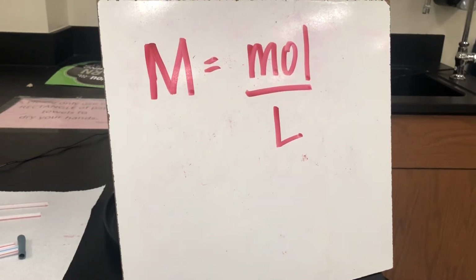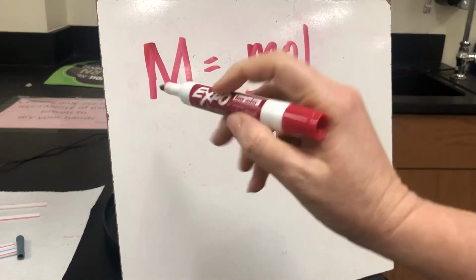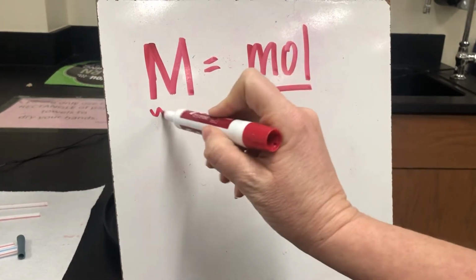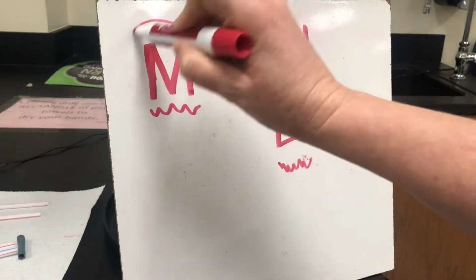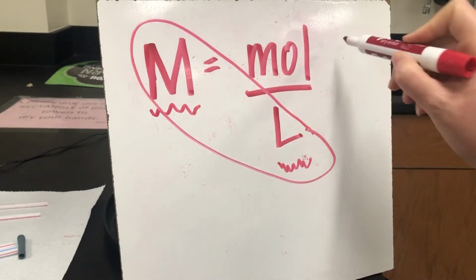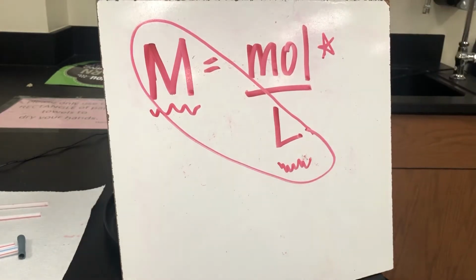So this is the molarity formula that we taught you guys yesterday. Molarity is equal to moles over liters. If they give you the molarity and they give you the liters, don't forget that you can easily cross multiply and find you some moles.